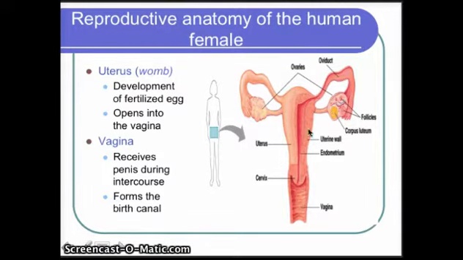Again, it's important to realize that the fertilized egg is going to actually develop within the uterus itself, that the ovaries are going to not only produce eggs, but they also produce the female hormones that are necessary for both the egg development as well as for the proper development of the uterus.